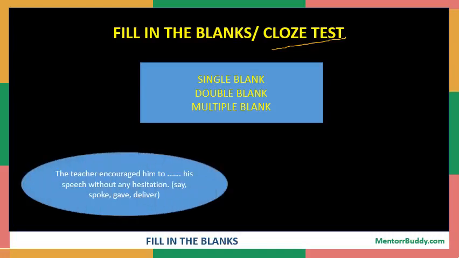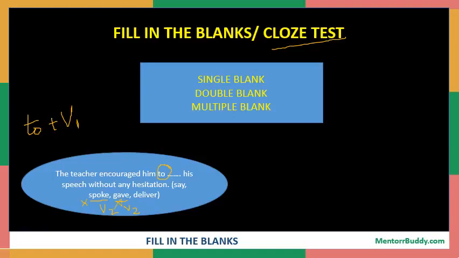Here we have a sentence which reads, the teacher encouraged him to dash his speech without any hesitation. We have options like say, spoke, gave, and deliver. Now, the very first thing that we need to see here is that there is a term called to. Now, to always takes the infinitive form of the verb, that is the first form of the verb. In the options, we have two such options which are in past tense. Spoke and gave are the second forms of the verb, or the past form of the verbs. We're not going to use them. So these two options are eliminated.